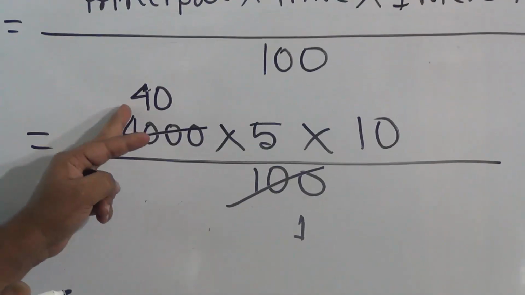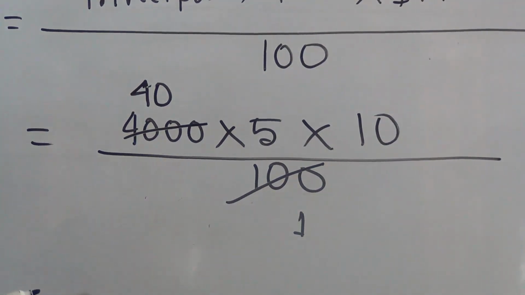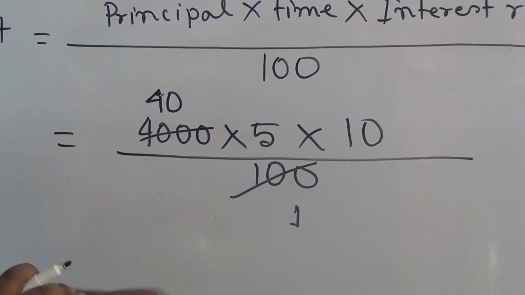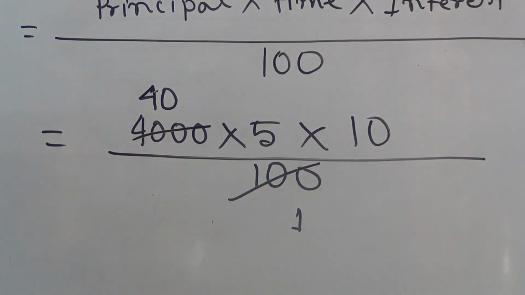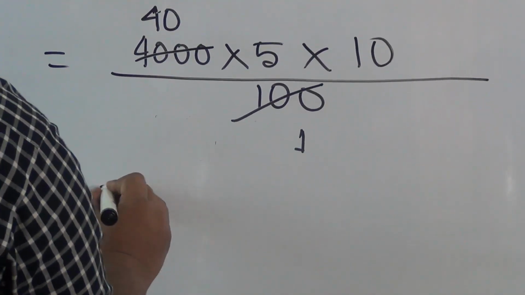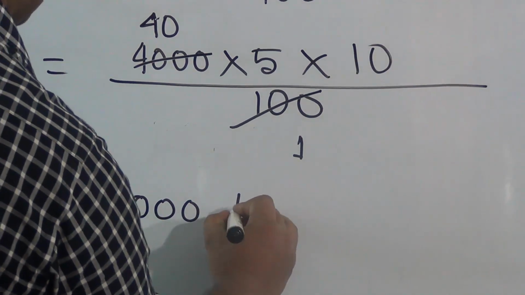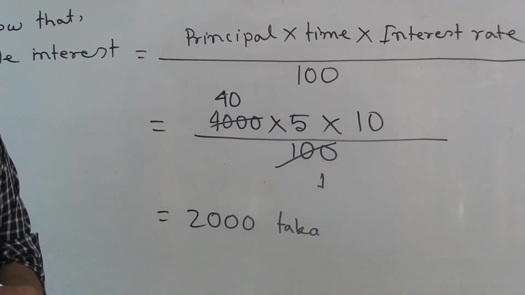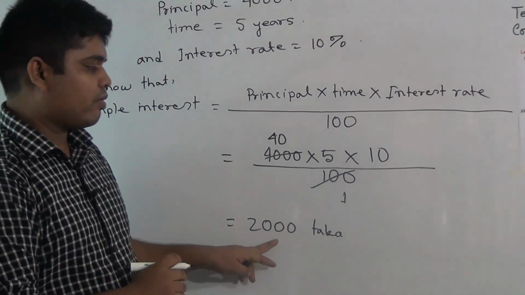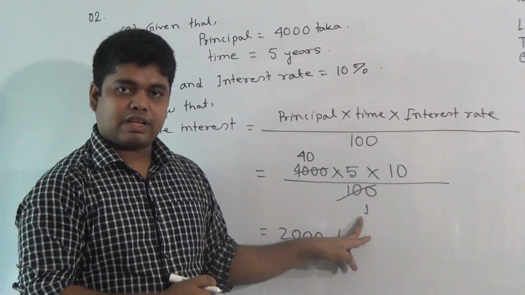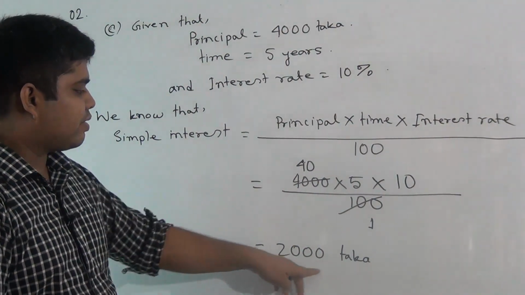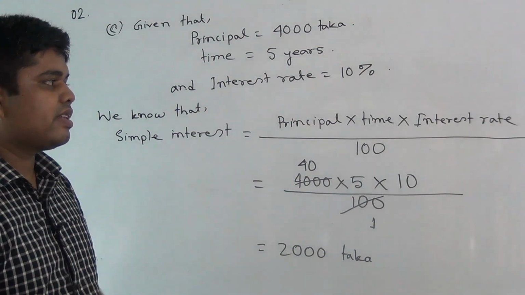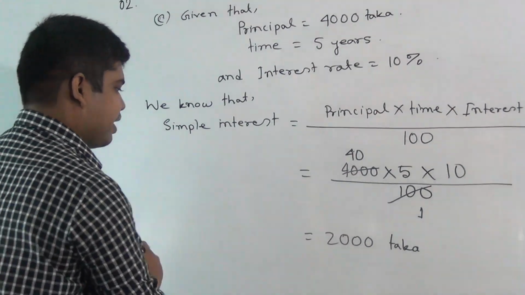Now we multiply 40 with 5 with 10. So notice 40 into 5 and it will be 200, and 200 multiply 10, it will be 2000. So we write 2000 taka. Okay, we don't write 1 because we know that every number has a denominator which is 1. For this reason this 1 is negligible here. So 2000 taka is the required answer of question number C, and it is the interest. Okay, now write answer.